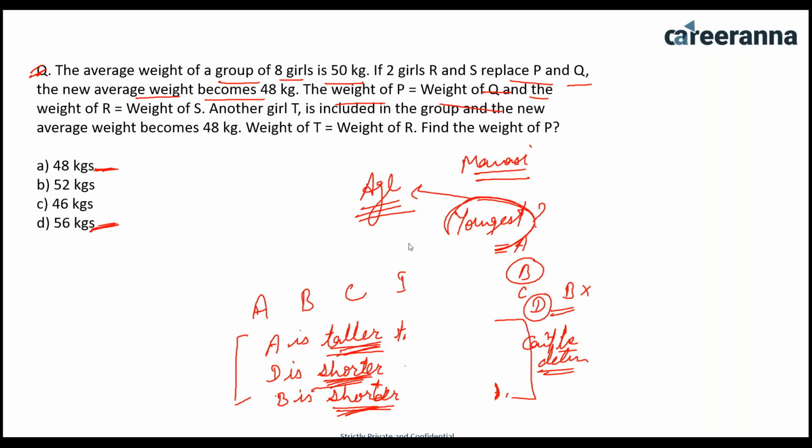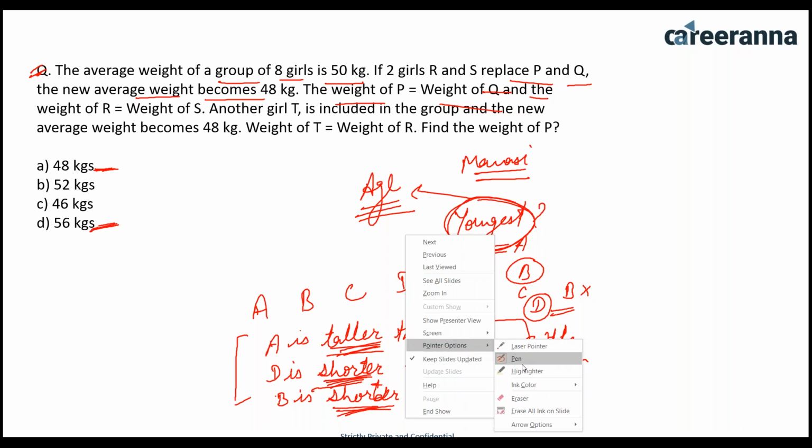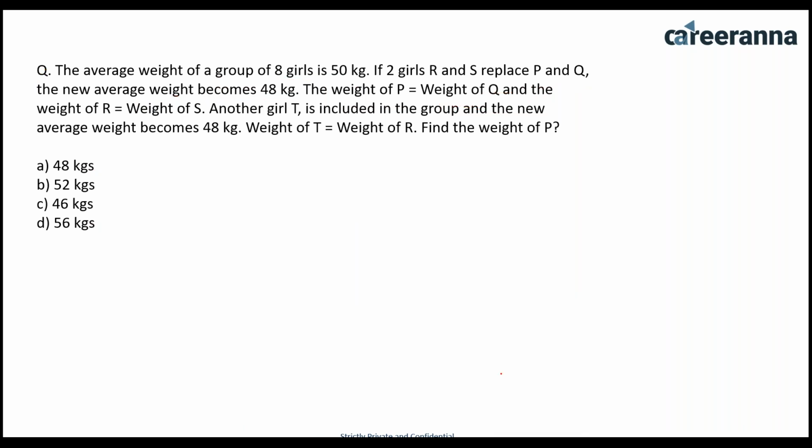Okay, so let's try the question which is there. The average weight of a group of 8 girls is 50 kgs. 2 girls R and S replace P and Q. 8 girls, just try to understand. 50 kgs average, right? 2 girls R and S replace. As per the question, R equals S, P equals Q.